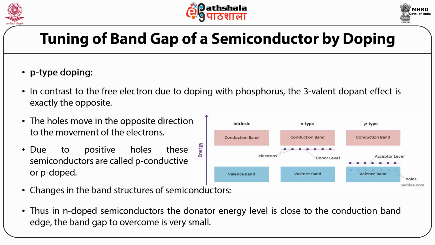With the introduction of 3-valent dopants in the semiconductor, a hole is available which may be occupied at low energy by an electron from the valence band of the silicon. For a p-doped semiconductor, the acceptor energy level is close to the valence band, which is clearly shown in the figure.